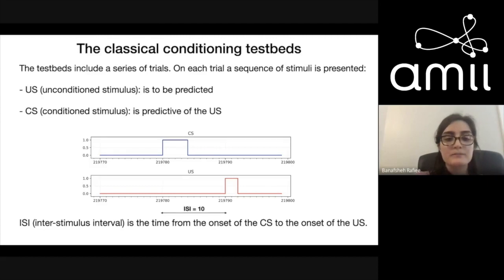And the time from the onset of the CS to the onset of the US is called the interstimulus interval, or ISI. And you can imagine that as ISI gets bigger, this problem becomes more challenging because there is a longer period of time between the CS and the US, which it is predictive of.